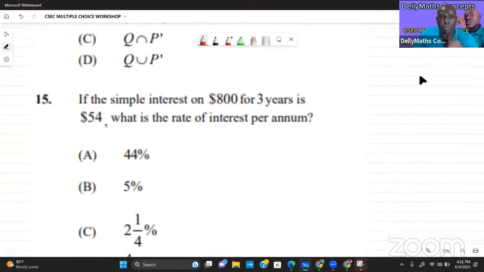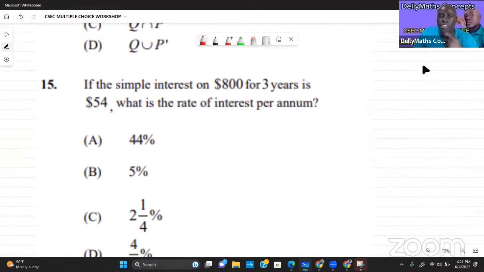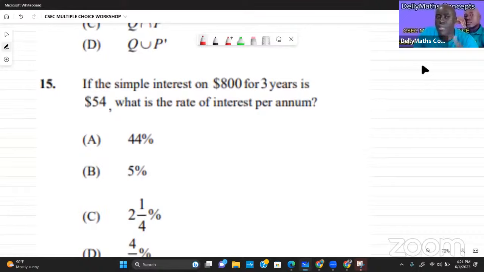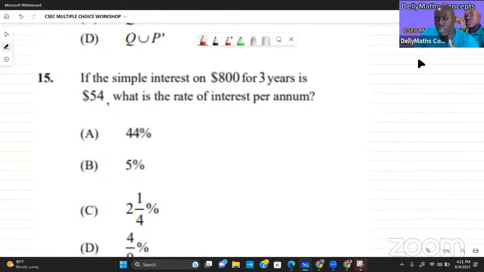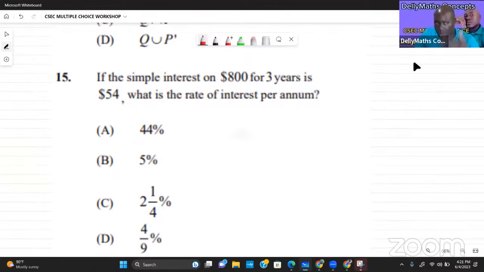All right. If the simple interest on $800 for 3 years is 54, what is the rate per annum? There are a number of ways you can approach your problem, right? But let us say that you remember there's a formula that a lot of people use. If I want to find the rate, it is simply equal to my principal.